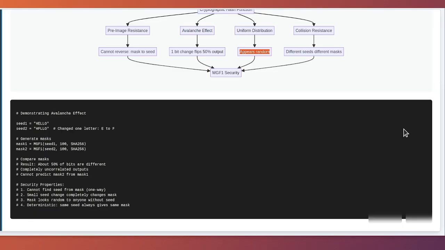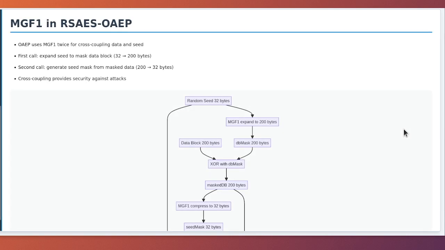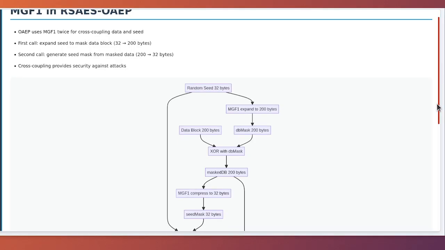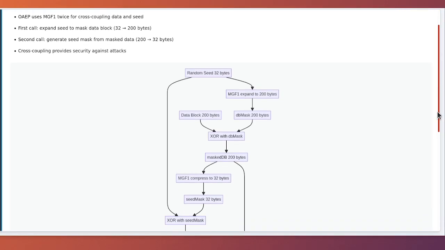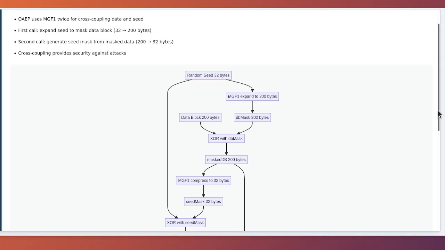MGF1 in RSAES-OAEP. Now let's look at how MGF1 is actually used in practice, specifically in RSA-OAEP, which is the secure padding scheme for RSA encryption. Understanding this real-world application helps clarify why MGF1 was designed the way it was and why the expansion property is so important.